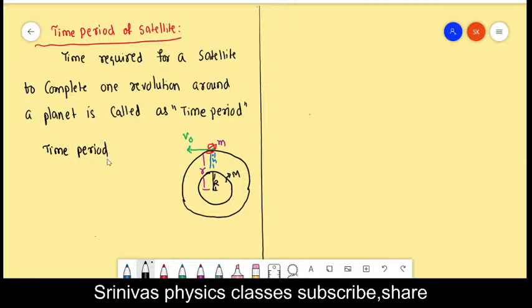Time period, which we can take as T, we can write as distance by speed. Time is equal to distance by speed. What is the distance traveled by the satellite in one revolution? Can anyone write in the chat box what the distance traveled in one revolution is? Is it 2 pi r? Circle length, 2 pi r.